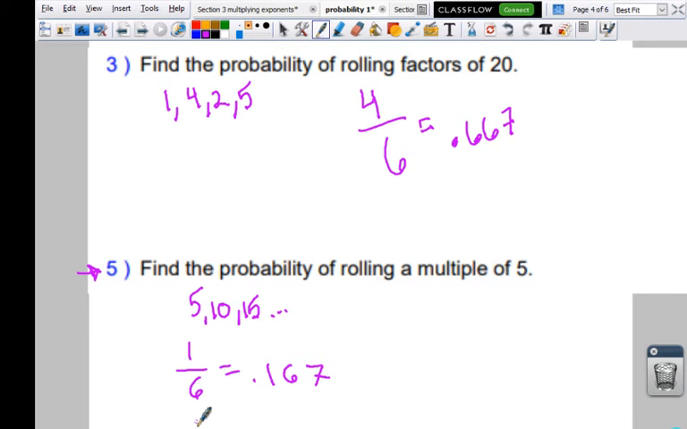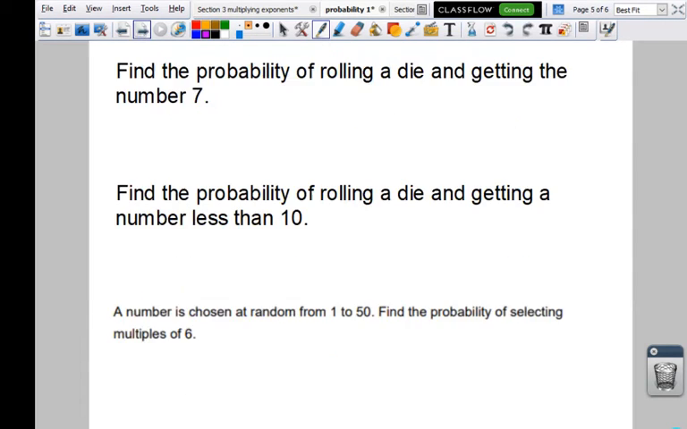So let's look at these next ones. What's the probability of rolling a die and getting the number 7? 0, right? It shows up 0 times out of 6 total, which is just 0. If your probability is 0, that means it will never happen.